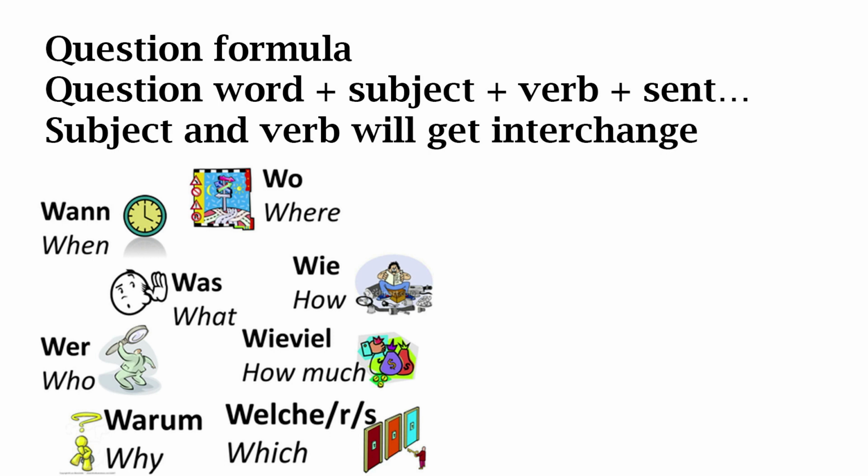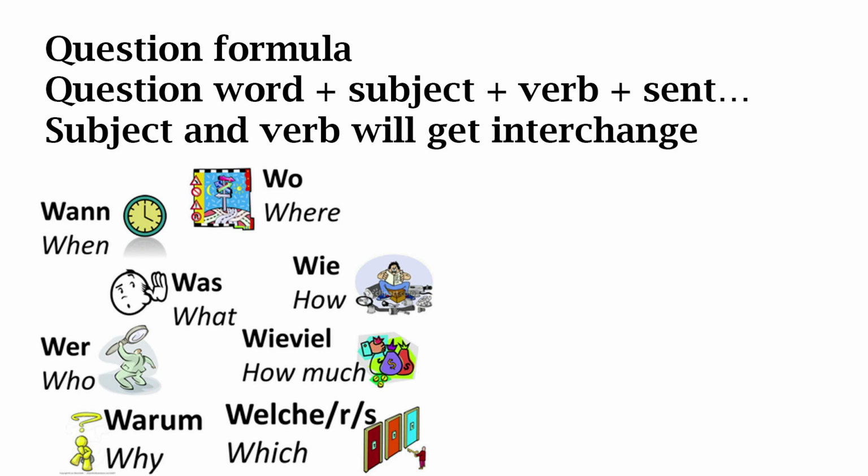So example: why is your brother dancing in the house? Why means warum. Warum, your brother, dein Bruder, dancing, tanzt, in the house, in dem Haus. Warum dein Bruder tanzt in das Haus? It's okay. But you can also make it: warum tanzt dein Bruder in das Haus?